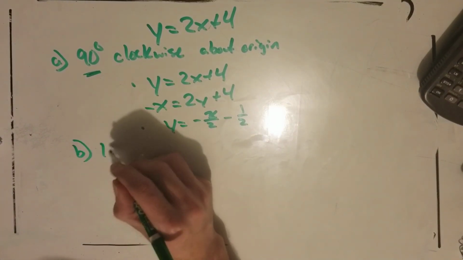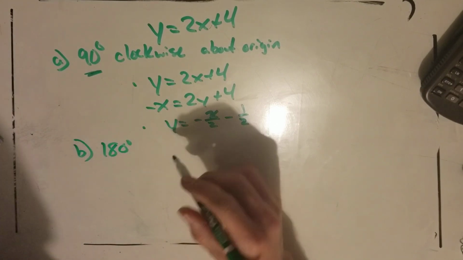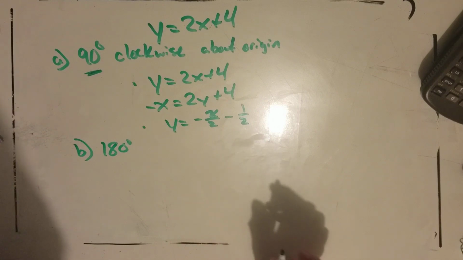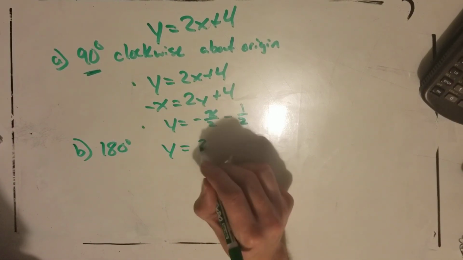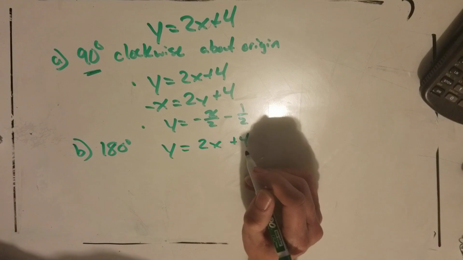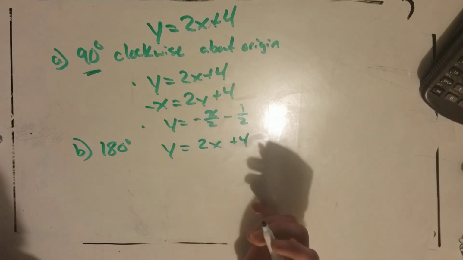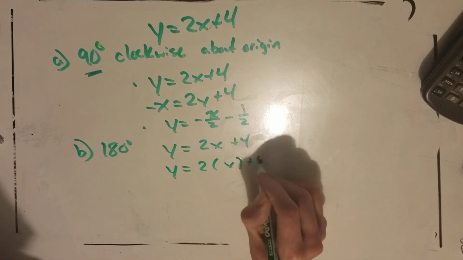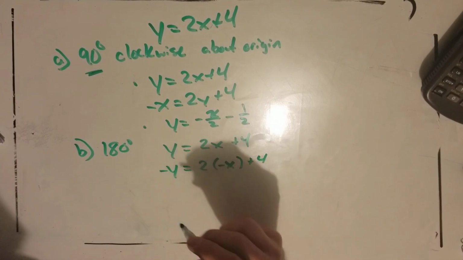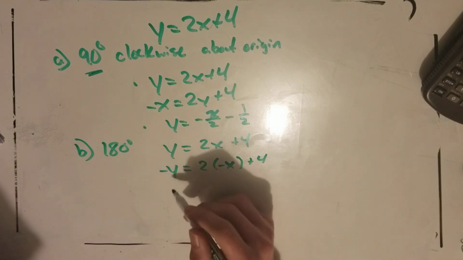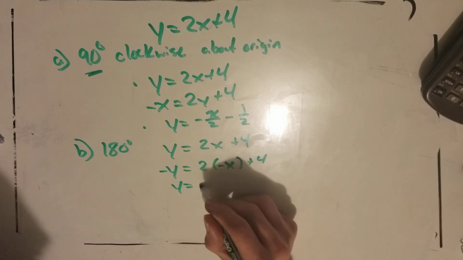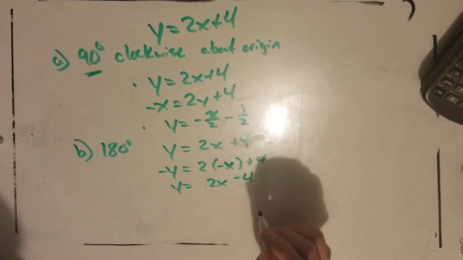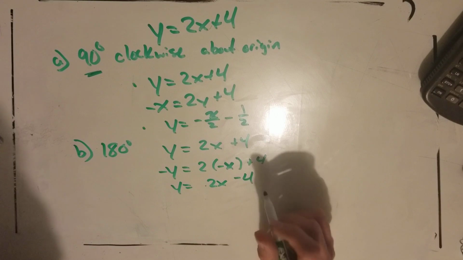Now the second part, we wanted to rotate 180 degrees. Rotating 180 degrees about the origin, our rule was, let's write our original equation down. Your y stays where it is and x stays where it is, but they both change signs. So now we have a negative and a negative. But if you multiply everything by -1, you're going to end up with positive 2x minus 4. And that will be your new equation.